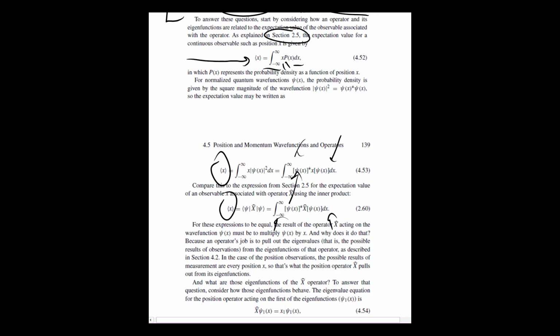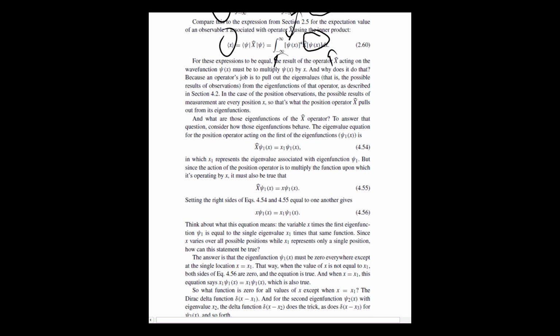Both have the complex conjugate of psi, but look at this expression. Here we have x multiplying psi of x, and here we have the x hat operator operating on psi of x. That means that operating on psi gives the result of multiplying psi by x. And it explains here, that's because the operator's job is to pull out eigenvalues from the eigenfunctions of that operator. You can read about that in section 4.2. So the possible results of position measurement are every position x, so that's what the x hat operator pulls out of the eigenfunctions. So that's why operating on psi of x with the position operator x hat is the same as multiplying psi of x by x.